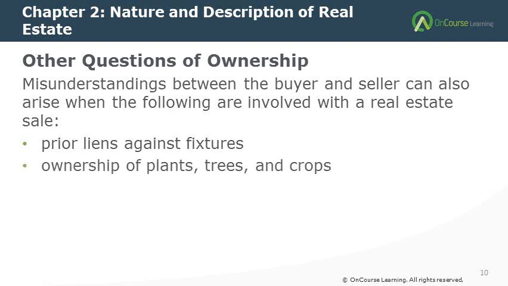There's also sometimes a question of ownership of plants, trees, crops. Plants are always real property. Trees are always real property. Landscaping is real property. However, crops are always personal property. We even have a special name for crops. They are called emblements. Thus, sugarcane, wheat, corn, rice, etc. Those are always personal property.